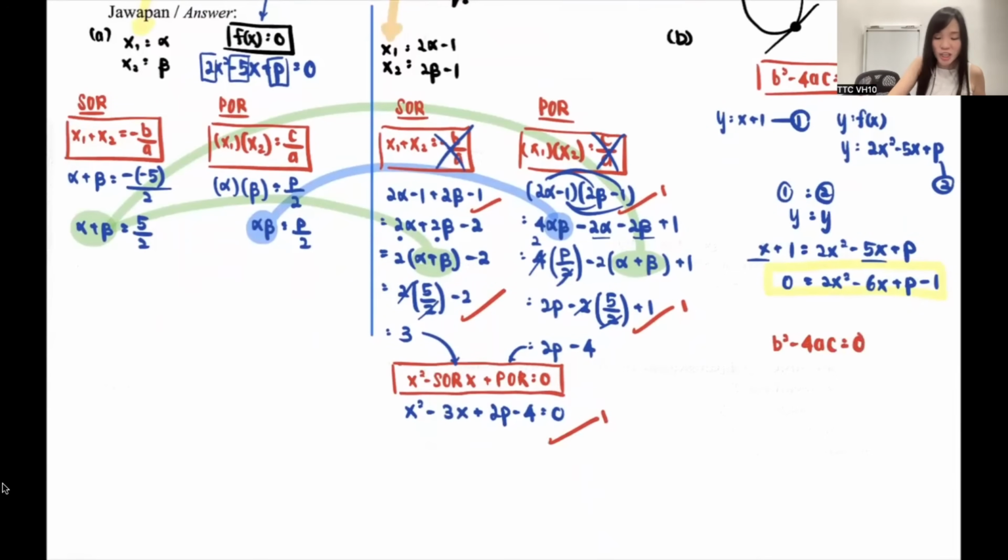Okay, when they touch each other. So now all you guys need to do is sub inside. How do I sub inside? So remember, this is your A. Negative 6 is your B. Your C will be P minus 1. I think you guys all know about that. Sub inside, your B is negative 6.